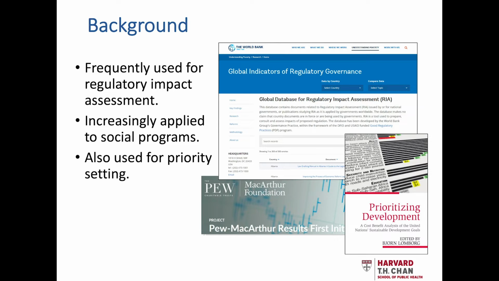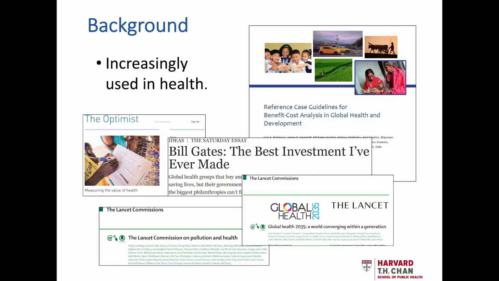Benefit cost analysis is also frequently applied to social programs. That Pew MacArthur website is a program funded to look at state-level interventions in the US. They are doing a lot of meta-analysis to try and bring together the results of different evaluations. The book is one of several written by the Copenhagen Consensus, who uses benefit cost analysis to prioritize interventions.